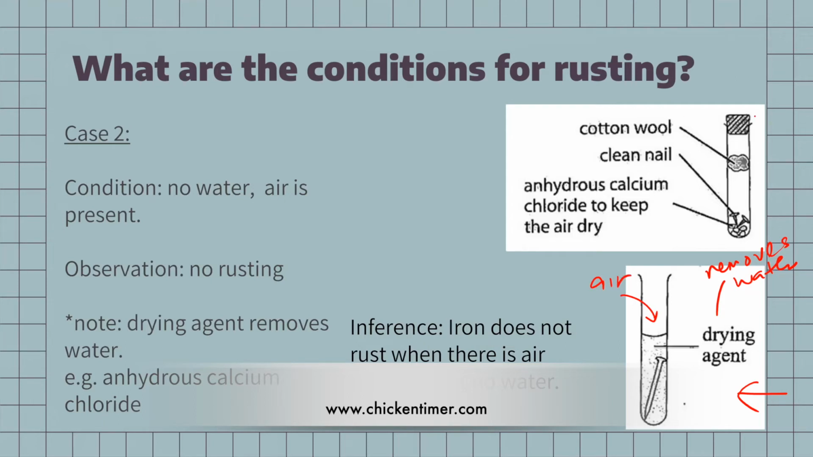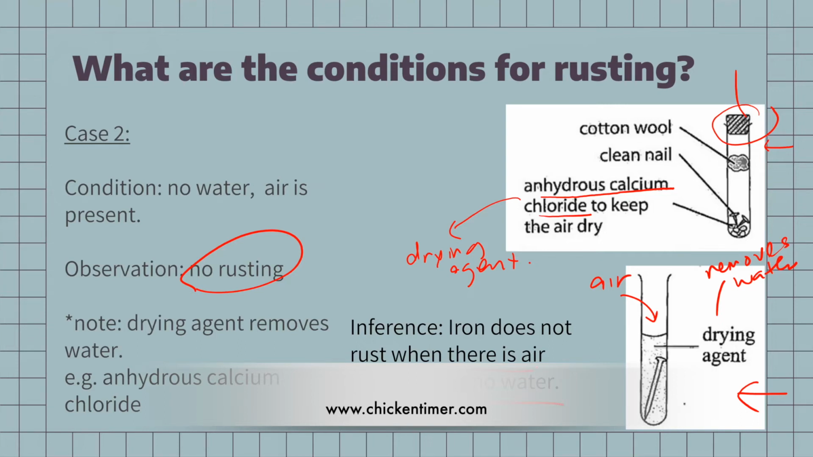Then the second one, more elaborate looking. You have this anhydrous calcium chloride. This is the drying agent. Okay, then you put the nail there, then you put a cotton wool, and then you put a stopper. So that means the stopper will not allow any external air from coming in. There's external moisture from coming in. The stopper just stops that. Okay, so this condition is there's no water but there's air. Then what they see is there's no rusting again. So which means if there is air and no water, it will not rust. This is what the second case is saying.